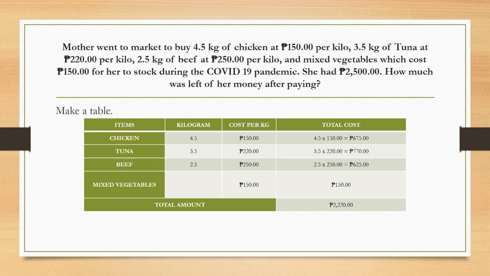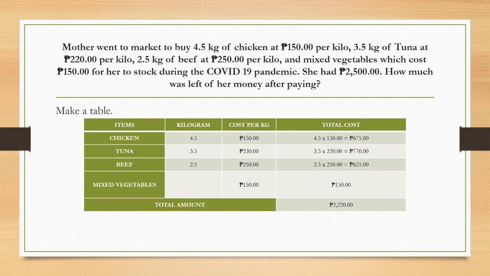In the second column, we will write their weight in kilogram. In the third column, we will write their costs per kilogram. And in the fourth column, we will write their total cost. To find the total cost, you just have to multiply their weight in kilogram by their cost per kilogram. Then after that, find their total amount by adding their total costs.